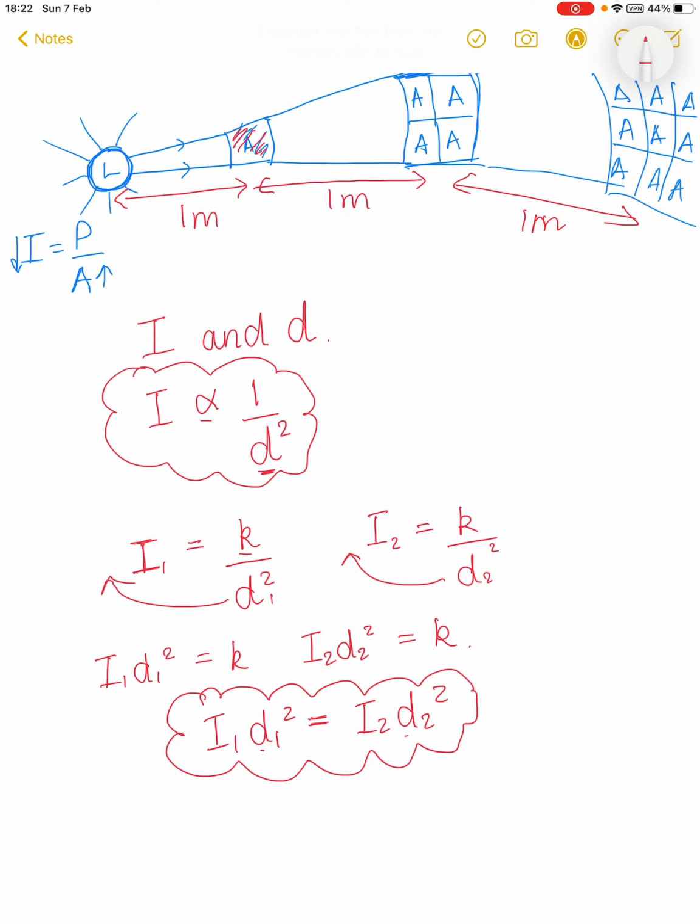So I know that the irradiance of this object was 2 watts per metre squared at 2 metres. What's it going to be at 6 metres? And you can just plug in those numbers there and you can work out your new irradiance or work out your new distance. So this is called the inverse square law for irradiance.